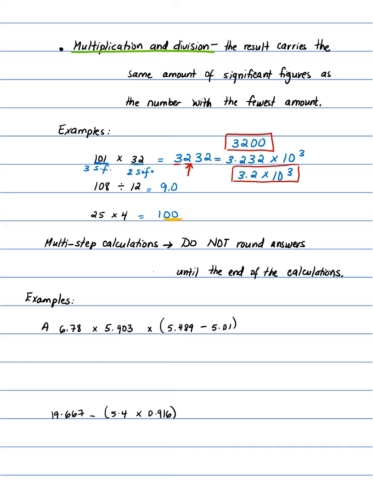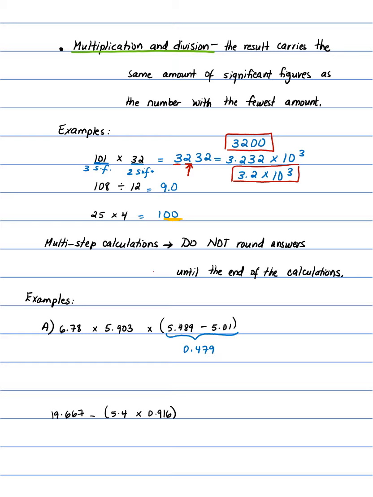Let me put letter A for this one. So I'm going to start with what I have in the parentheses, which is a subtraction. I'm going to get the number from the calculator, everything: 5.489 minus 5.01, 0.479. See, I'm not rounding, I'm just writing down my number as it is in the calculator.